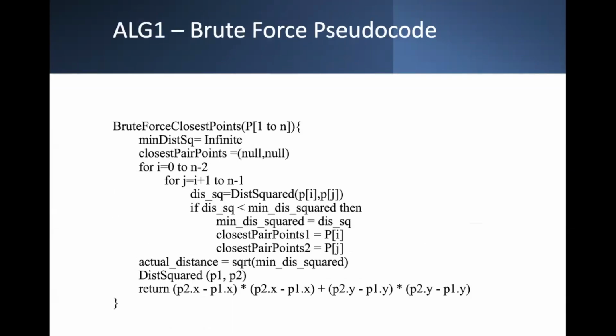Next slide. When it comes to the brute force pseudocode, here we simply check the distance between every pair of points, keep track of the minimum distance we see, and return that. Because we use 2 nested loops over the points, the running time grows like n squared, so it becomes slow as n gets larger.